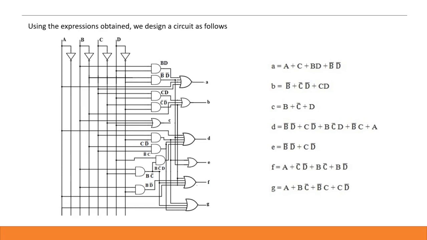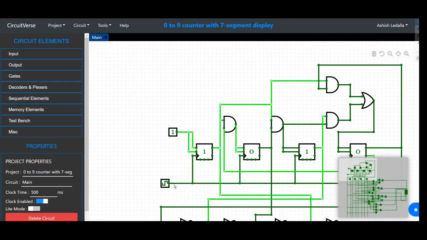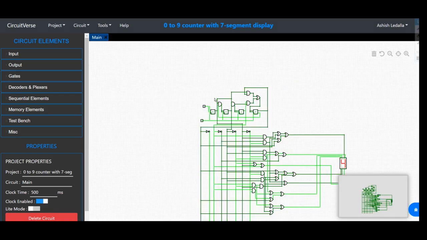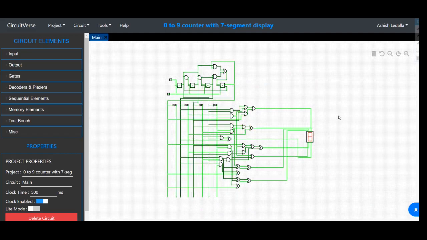Now let us see how we design the whole circuit for the 0 to 9 counter for simulation. So, this is the simulation of the whole circuit. This is the clock. We have set the clock time as 500 milliseconds, which means every half second, the clock changes its value from high to low or low to high. The connections glowing in green color are high and the connections which are not glowing are low. You can see that the 7 segment display shows the counting from 0 to 9 as expected.